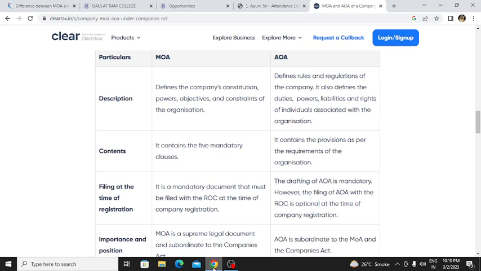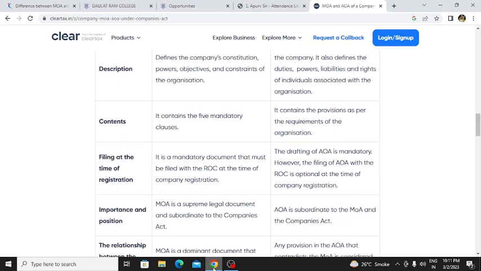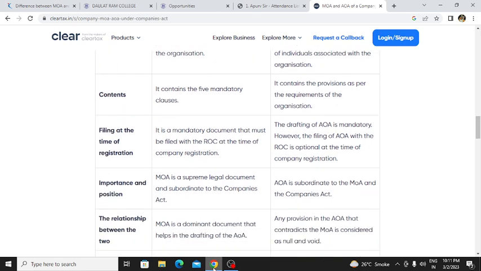What are the duties, power and liabilities of individuals associated with the organization, कि उसके जितने भी rights, duties जो है individual की वो कैसे associated है with organization से. AOA में ये बताता है. MOA में बताता है कंपनी का constitution है और power, objective क्या है organization के. Content is that 5 mandatory clauses under the MOA. First one is name clause, object clause, registered clause, liability clause and capital clause.